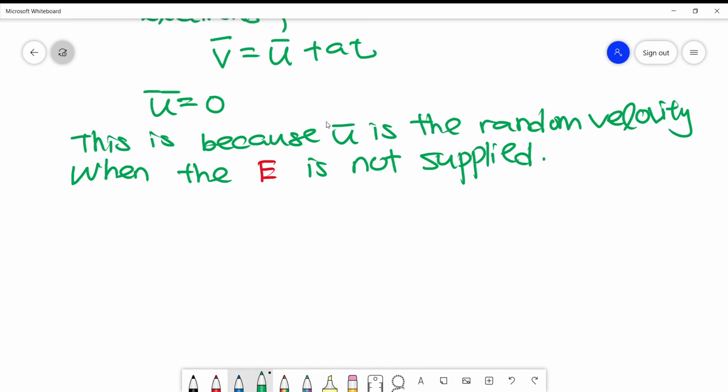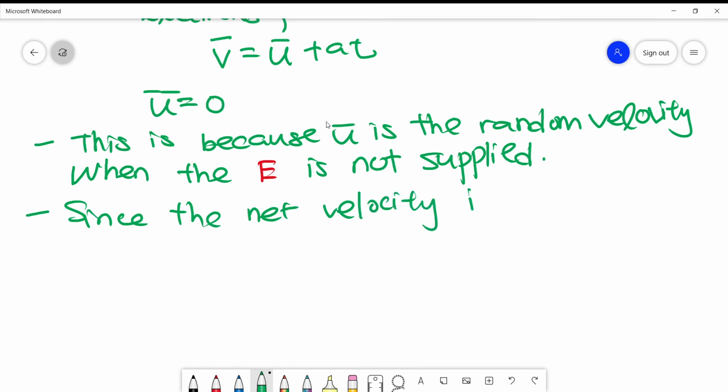So let me write it as the second point. Since the net velocity is 0, hence the initial drift velocity, which of course is the bar u, is 0.